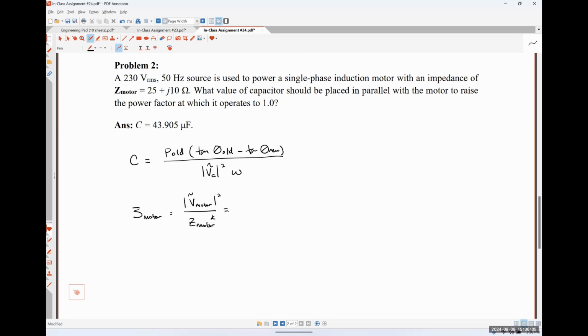So what's the magnitude of the voltage drop across our motor? 230 volts RMS. Thank you. And what's the conjugate of our motor's impedance? 25 minus j10. Okay. So I'm going to throw that into my calculator.